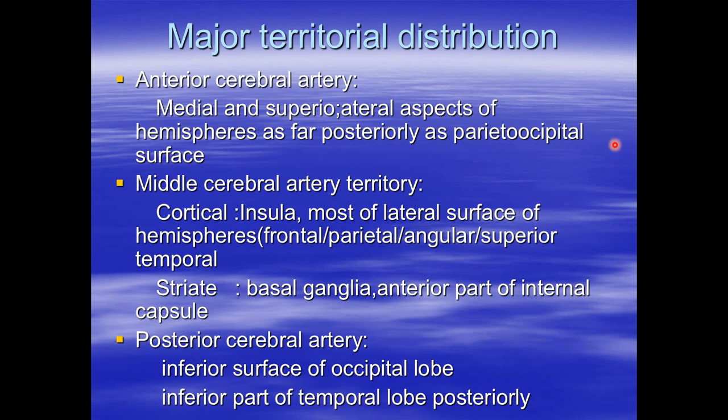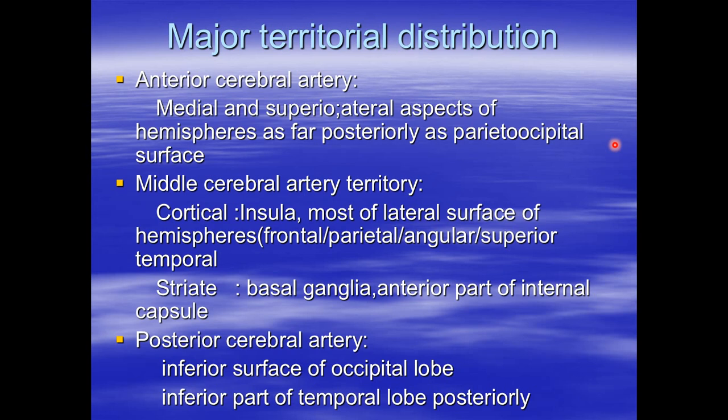Let's talk a little bit about the territorial distribution. We talked about it several times in the last presentation, but we will refresh our memory. We have the anterior cerebral artery, the middle cerebral artery and the posterior cerebral artery. The anterior cerebral artery supplies the medial and the superolateral aspect of both cerebral hemispheres, and goes posteriorly all the way to the parieto-occipital surface. So it is paramedian, supplies the medial and the superolateral aspects of the hemispheres, okay?